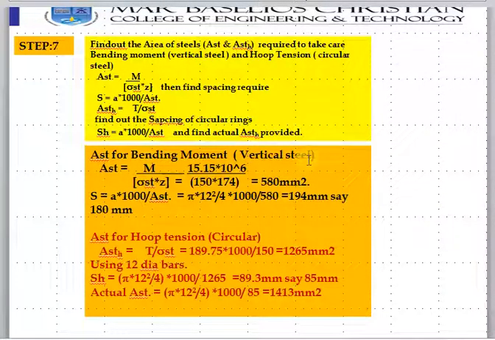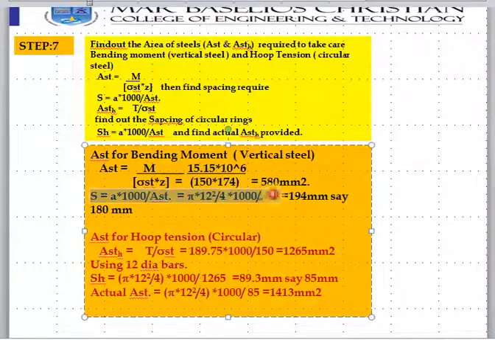Okay, and from tension, hoop tension, whatever we are finding out, circular steel. So you got what, 580 millimeter square. So assume a diameter of the bar 12 mm. So you can find out spacing, because this we have seen, you know how to find out spacing and all. So you will get 194 mm. That is a 180 mm.